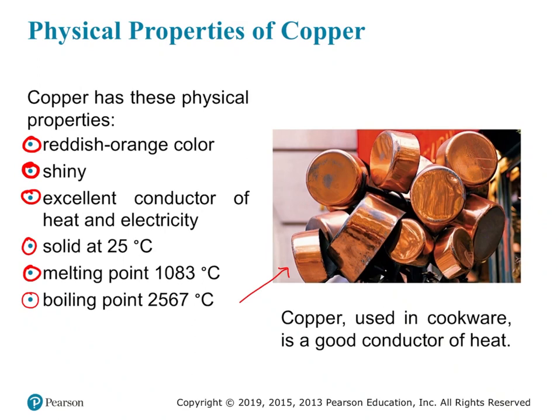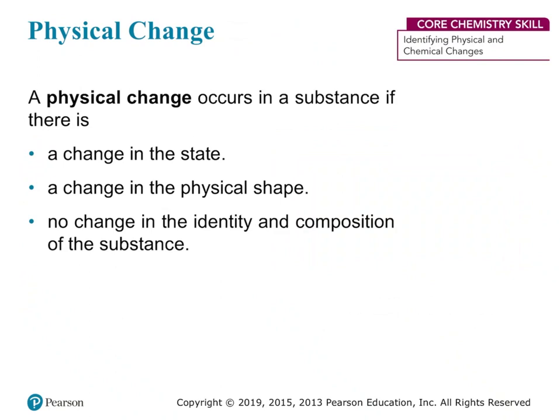Now we can also talk about physical changes that substances go through. So a physical change occurs if there is a change in the state. So let's say we have ice, which is made of water, and then we melt it, and we get liquid water. So that would be a change in state. So we're going from solid to liquid. So that would be a physical change.